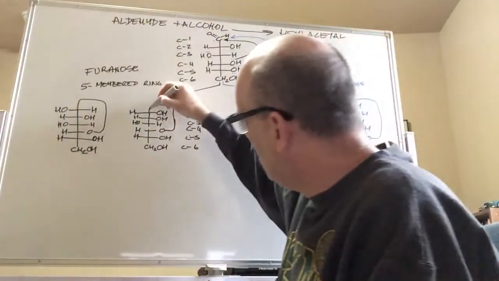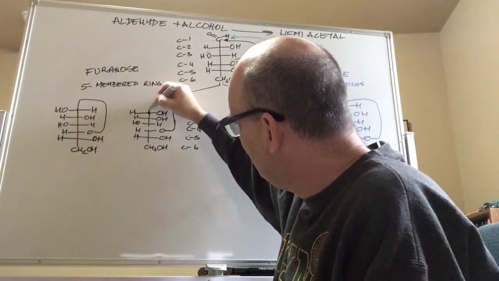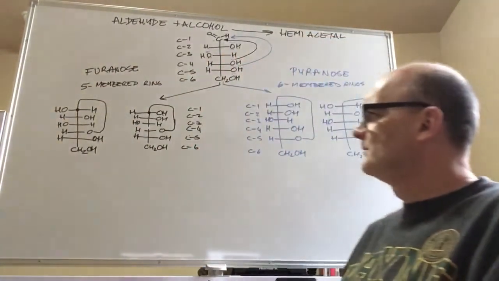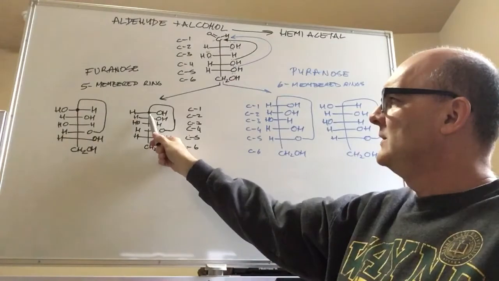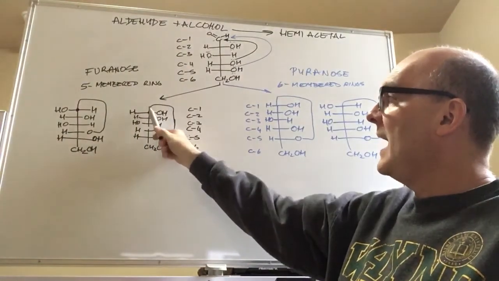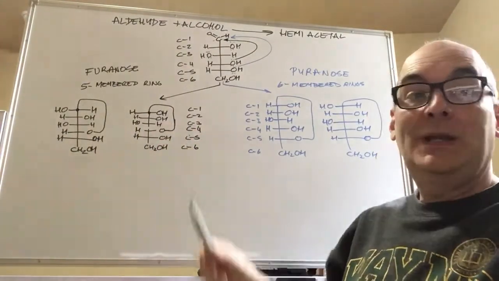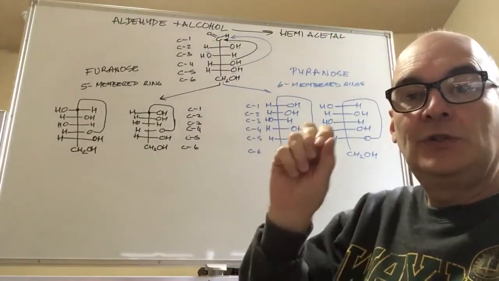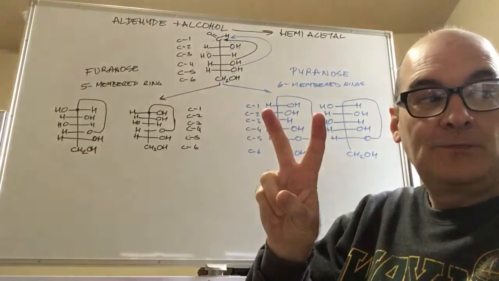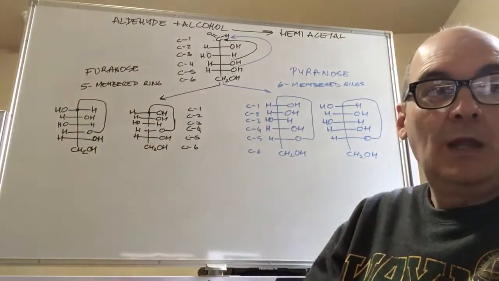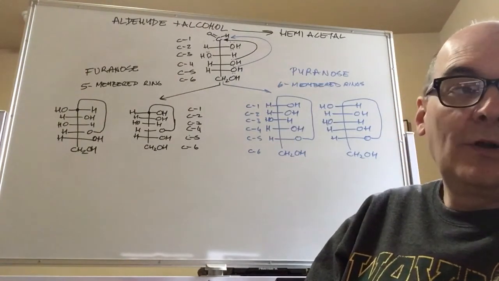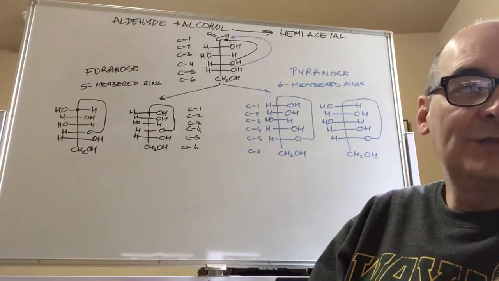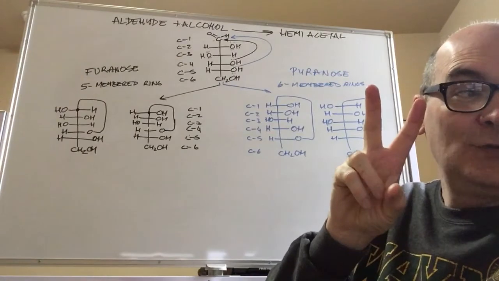And remember, a hemiacetal has a carbon. I'm going to put a black dot on that carbon, carbon number 1, that is bonded to an alcohol and also bonded to an ether. So that carbon is bonded to oxygen 2 times. It's the only carbon in the molecule that is bonded to oxygen 2 times.